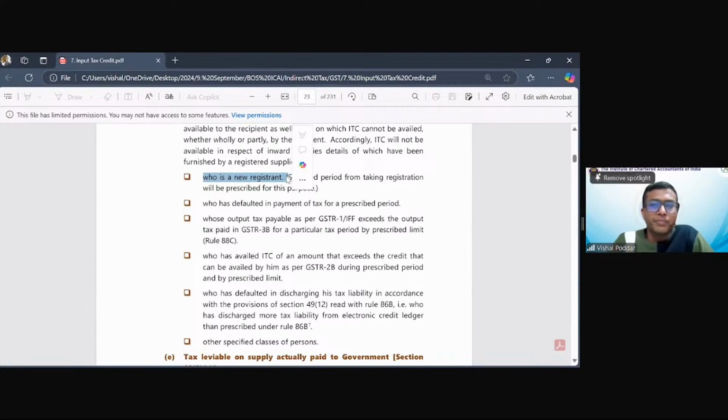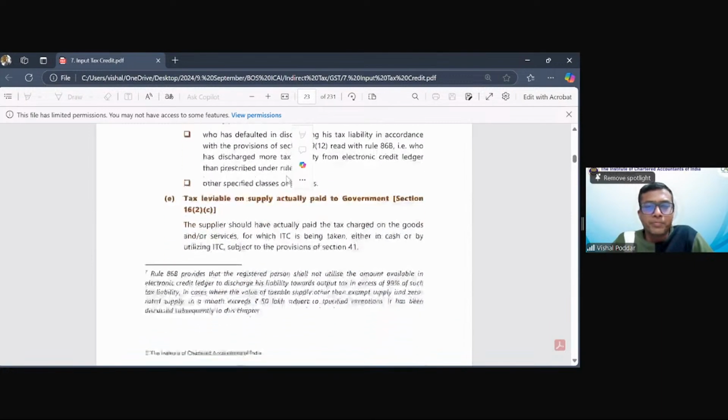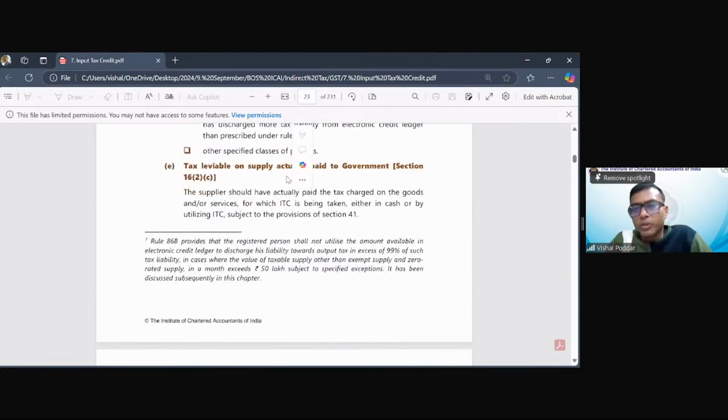Correct? Yes, sir. Chalo. We take a break, 15 minutes. Then we go on with the further conditions. We have some very interesting conditions coming up. Fine. So break for 15 minutes.